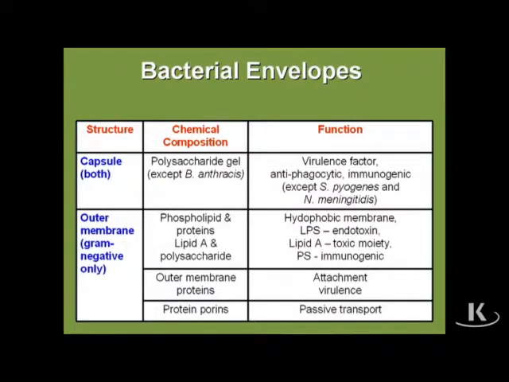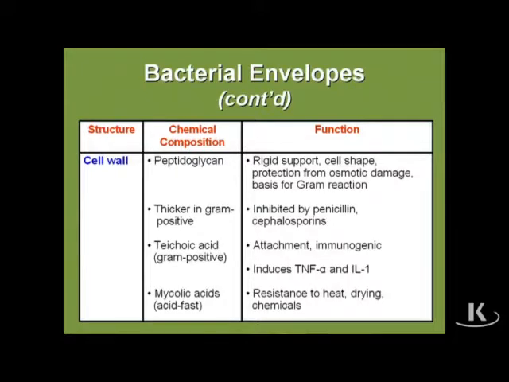This is where you're going to have the porin structures, again, that allow transport of molecules into and out of the cell. We've already talked about LPS. The cell wall, which is made up of peptidoglycan in gram-positives and gram-negatives, is just thicker in the gram-positive organism than in the gram-negative organism. So again, it protects it from osmotic damage. As we discussed, it's the basis for the gram reaction.